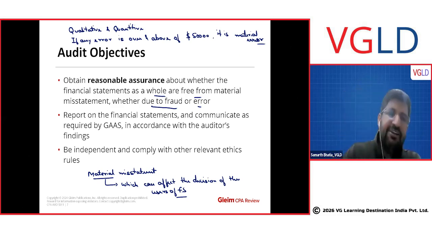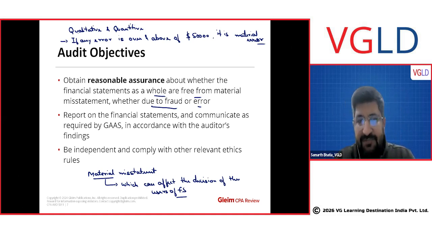The second thing we decide on the basis of materiality is qualitative. Qualitative means if the error is so important that it will affect the financial statements, and there will be a huge impact on the financial statements of the company, it becomes a qualitative reason for the material misstatement.